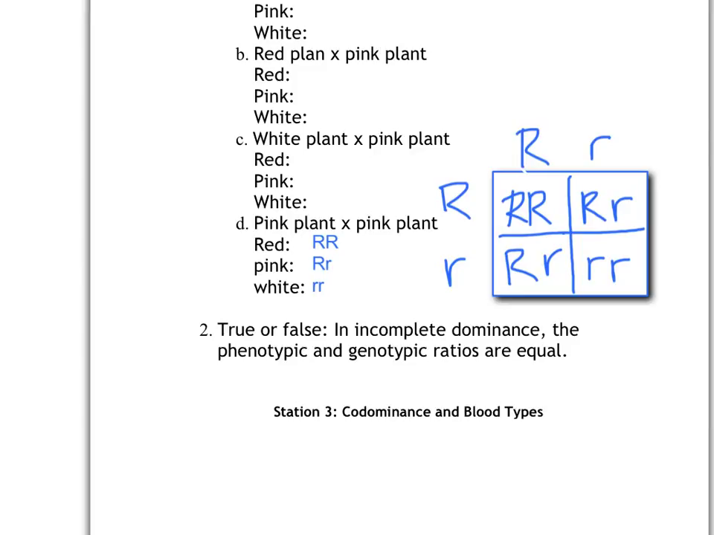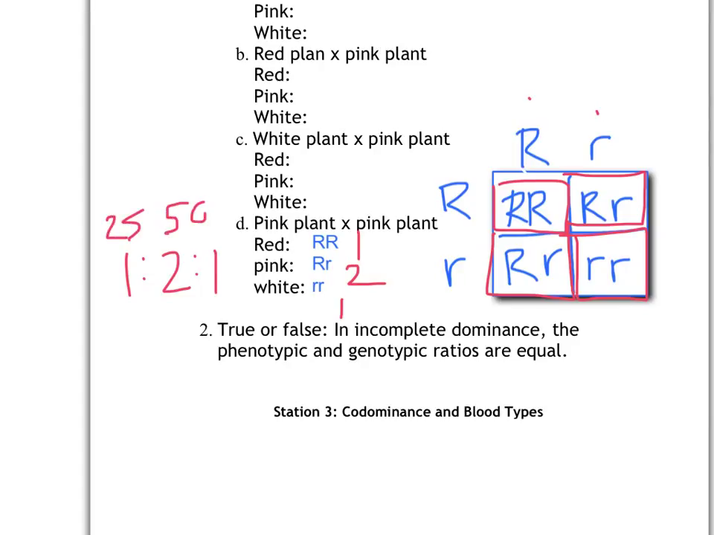And now we have two pink plants mating. So these pink plants are heterozygous. They have two different alleles, and they result in 1 red, 2 pink, and 1 white. So that's a 1 to 2 to 1, or 25%, 50%, 25%.